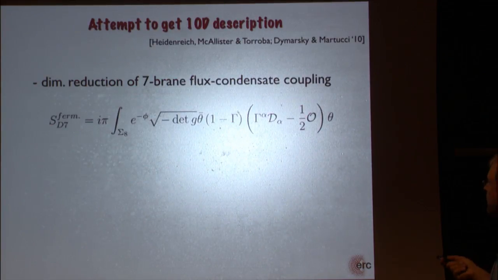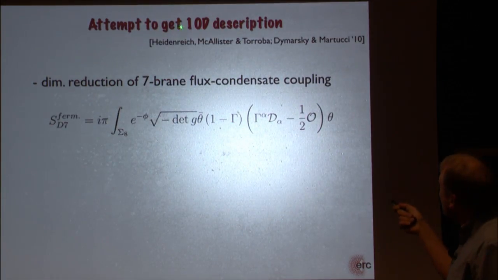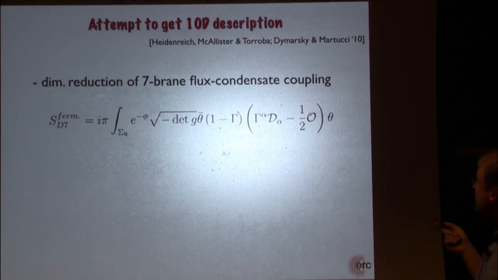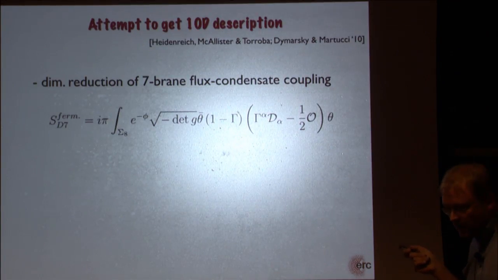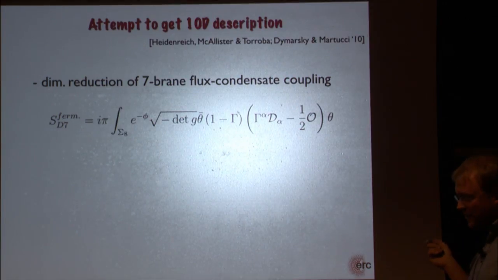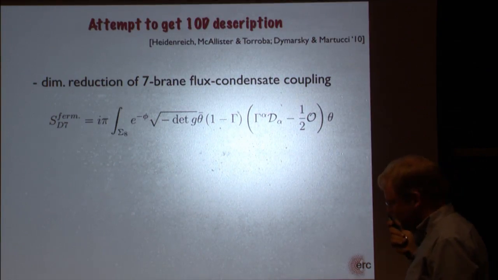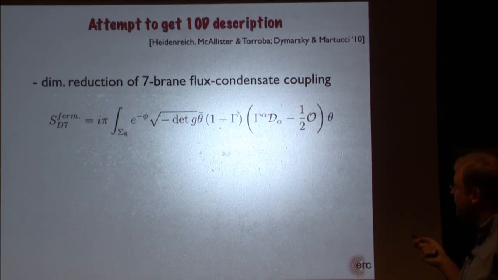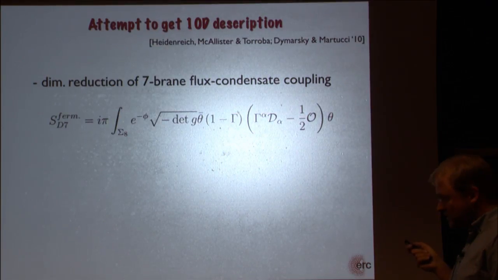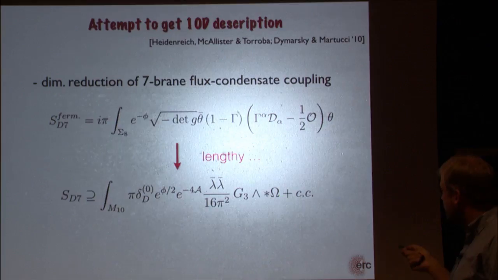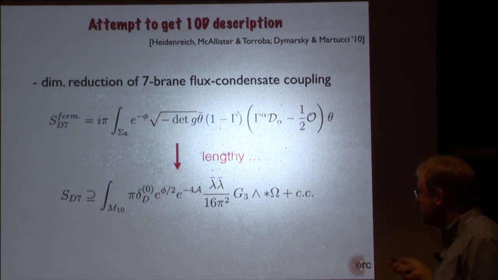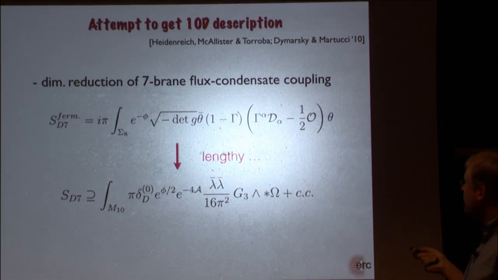Now, the point is that what I will follow is work by Heidenreich, McAllister, Torroba, and Dymarsky and Martucci from 2010 and 11, who basically gave a description for the effects that gaugino condensation on a stack of 7-branes, so the formation of the lambda-lambda bilinear, has in terms of a back reaction on the 3-form fluxes. The 7-brane sources extra 3-form fluxes. There's a lengthy calculation you can do, and then the presence of the condensate, when this is non-zero, has a coupling to the 3-form flux, and that is a source in the flux equations of motion. You can compute these 3-form fluxes.